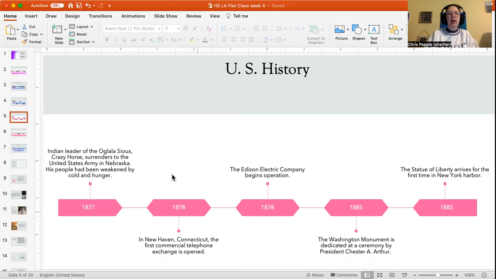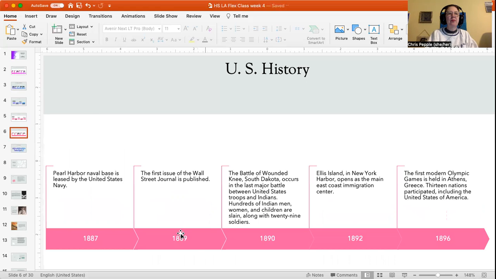1878 in New Haven, Connecticut, the first commercial telephone exchange is opened. So people are communicating more. 1878, we get the electric companies that start to come into the United States and set up electric power in residences and stores. 1885, we get the Washington Monument. And we also get the Statue of Liberty for the first time, comes into New York Harbor.